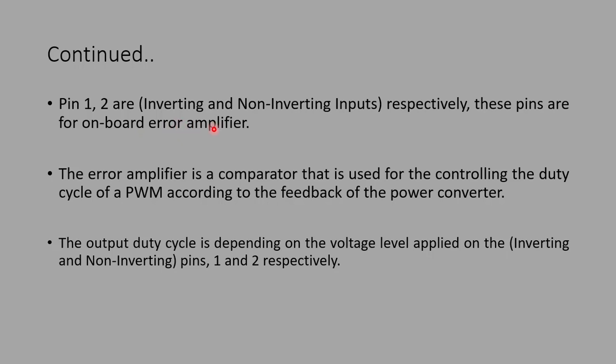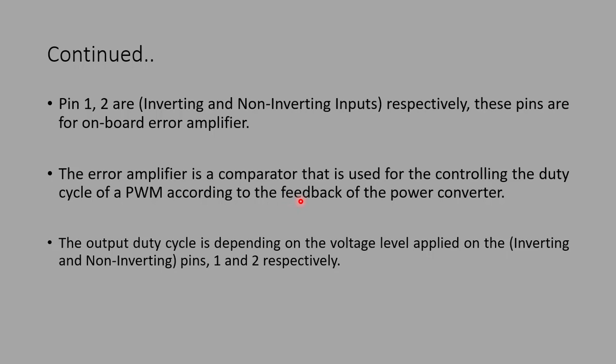So what is an error amplifier? Error amplifier is basically a comparator. It's an op-amp based comparator, so it is mainly used for controlling the duty cycle of the PWM signal. Basically, the PWM width can be changed by the feedback and by the reference.